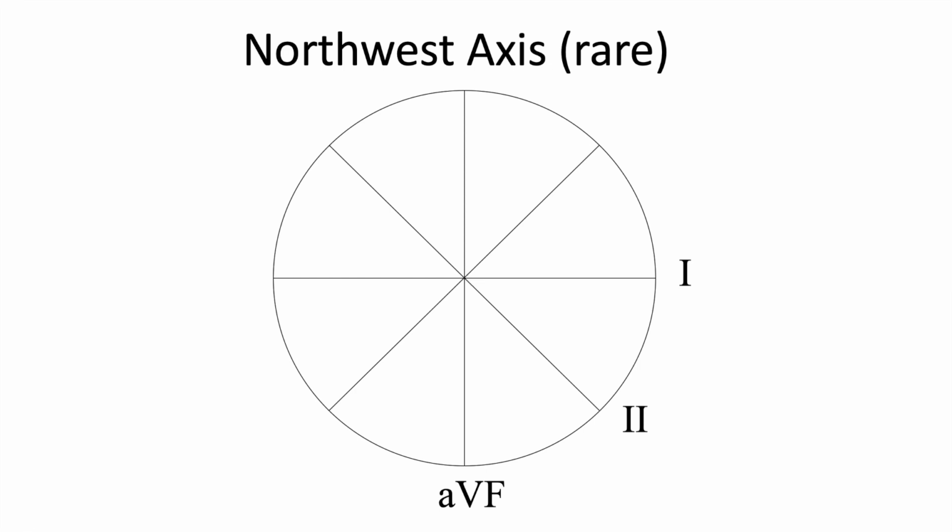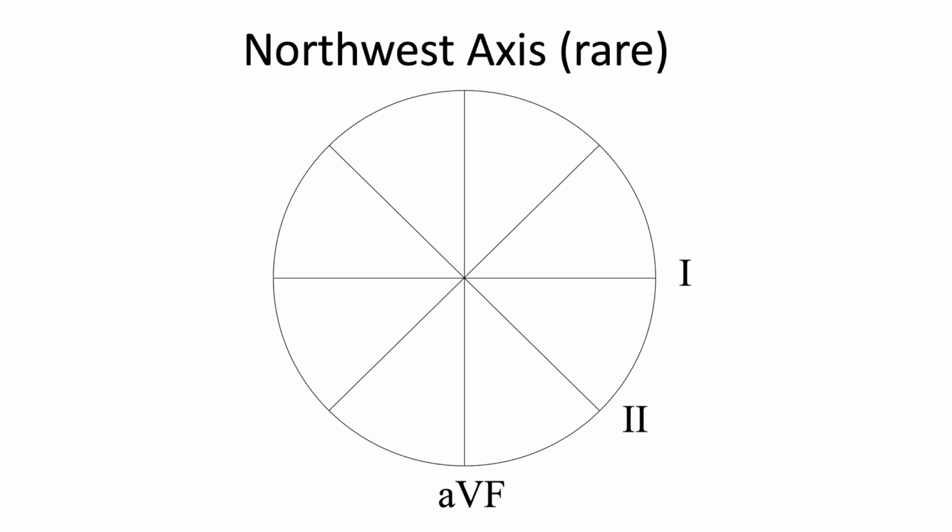So northwest axis is very rare, and honestly, if you are having a northwest axis and the patient is fine, not in cardiac distress, you need to check your leads because you probably put them on wrong. There's very few things that can cause a northwest axis, one of which is ventricular arrhythmias, but again, if they're not in cardiac distress, either check to make sure you determine the axis correctly, and then check your leads if you did determine the axis correctly.